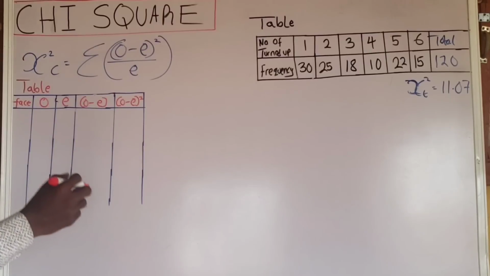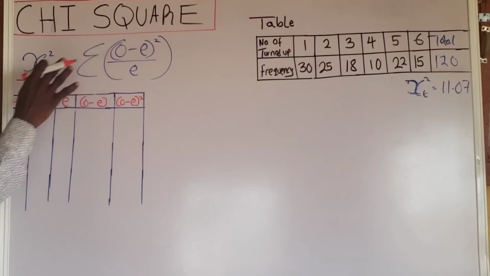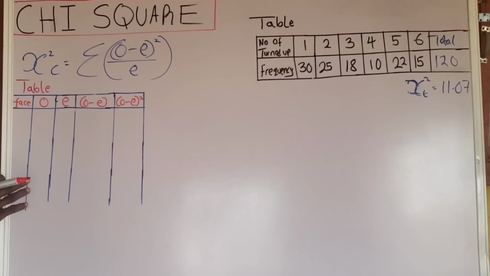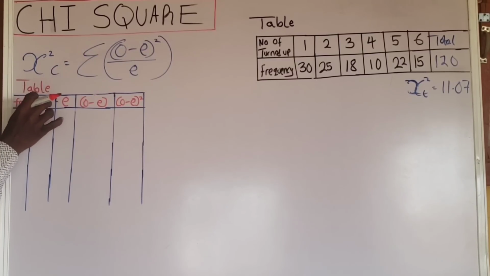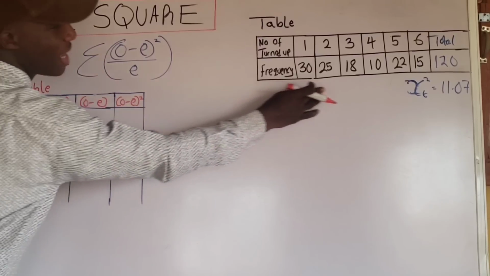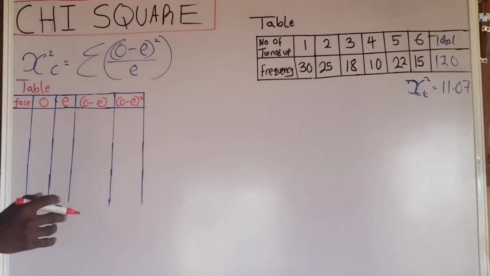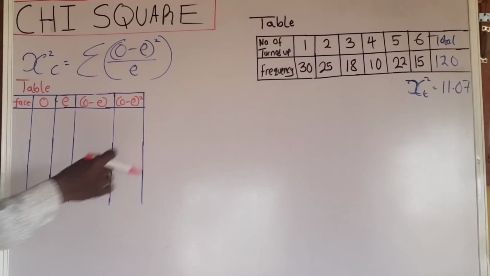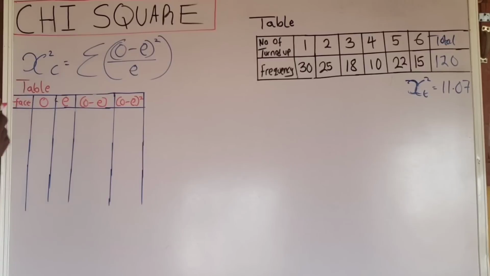Please pay attention. This formula will tell me what I'm going to have on this table. You understand? In this formula, I need the observed value. The observed values are the frequencies that were given. The frequency that we are given in the question is the observed value. Now, I'm going to determine the expected value. Don't worry, I'm going to teach you, okay?